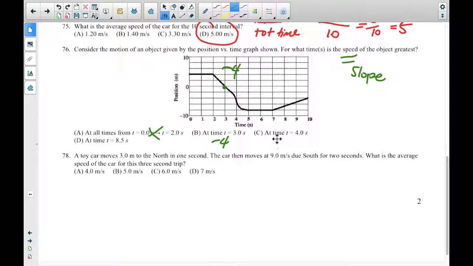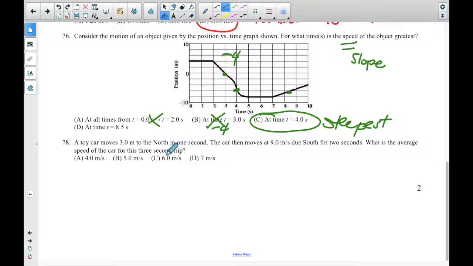At time 4 would be right here. Oh, that looks steeper, doesn't it? I'm going to say that it's really hard to read, but it certainly looks steeper than the last one. And the last one says 8.5. That's going to be right here. That is not very steep. This is the steepest part. And so since it's the steepest, it is the fastest there.